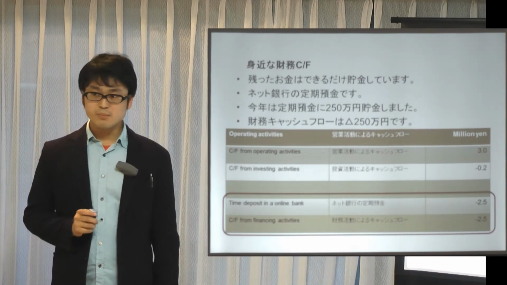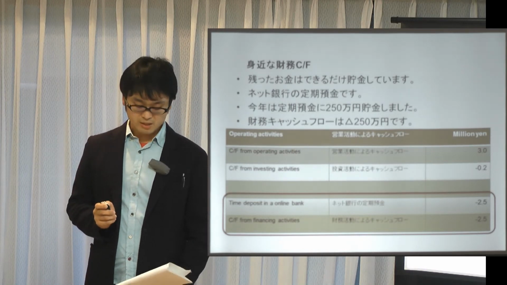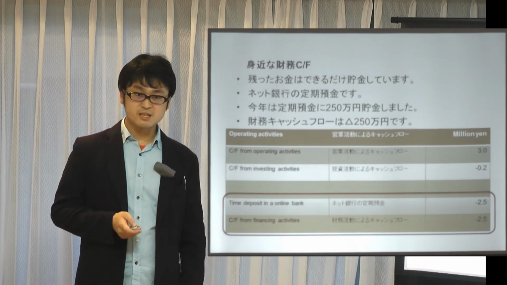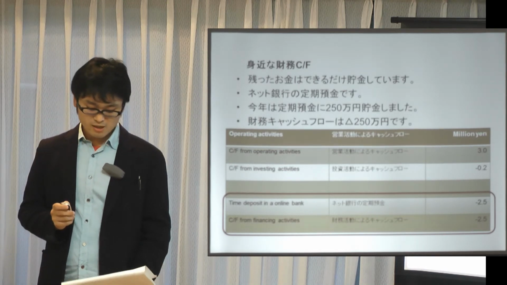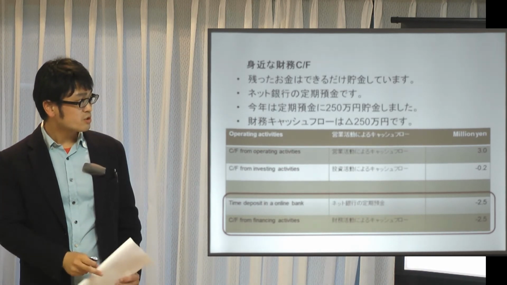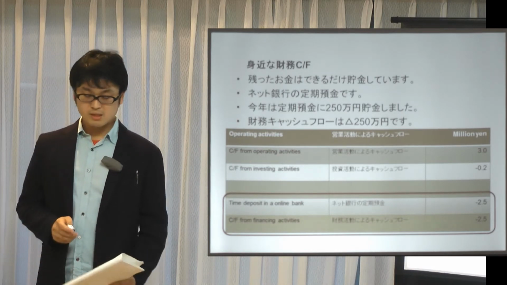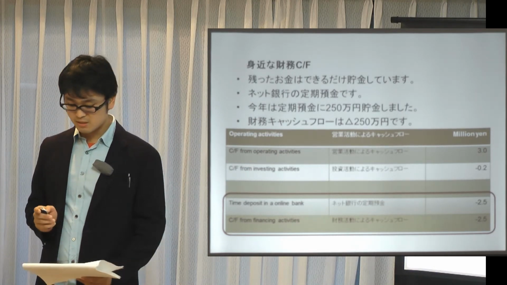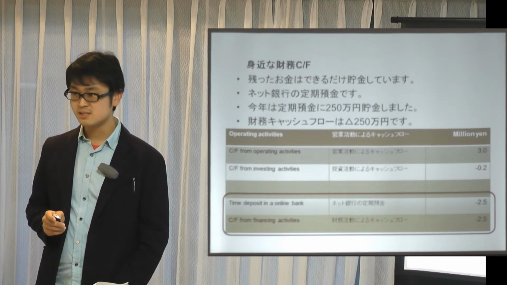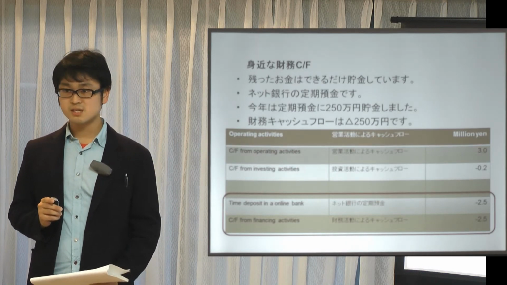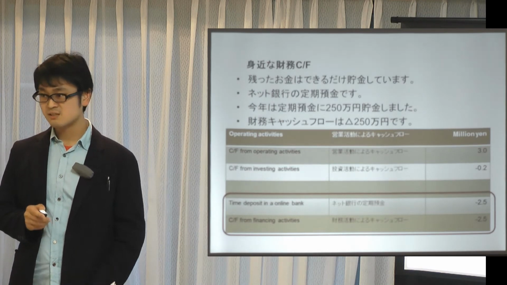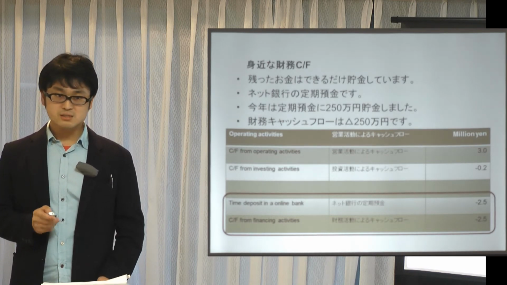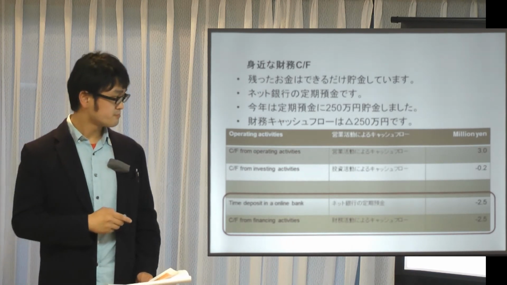I saved some money that remained, in a bank. I deposited it in a Sony bank. I saved up 2.5 million yen as a time deposit in a bank this year. So the cash flow from financing activities is minus 2.5 million.